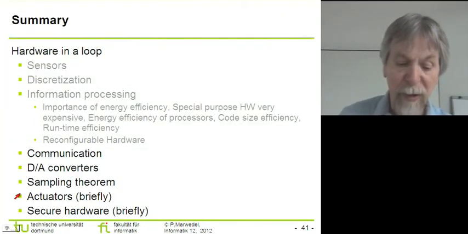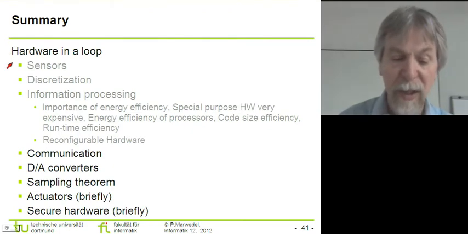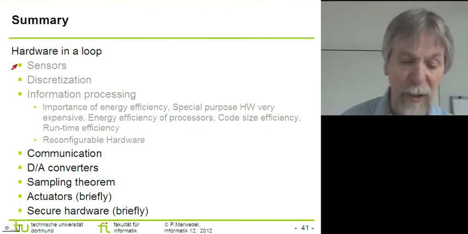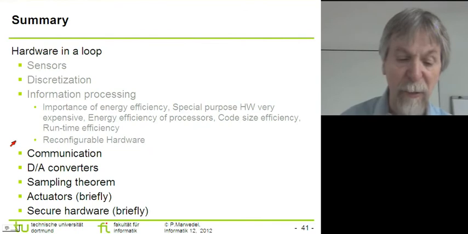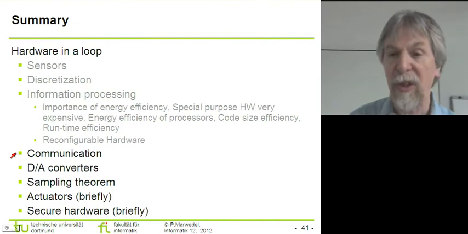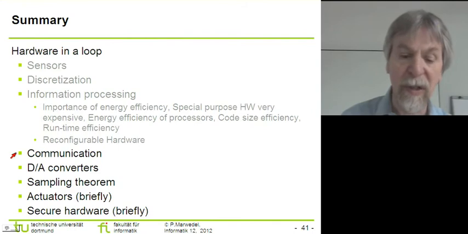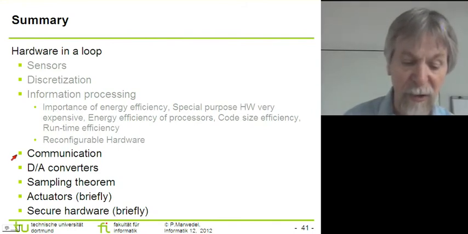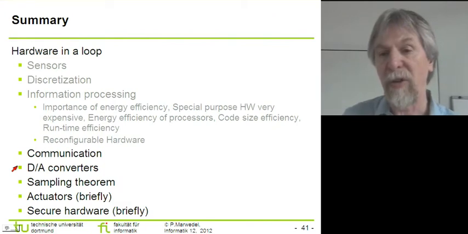So this leads me to the summary for today. In general, in this chapter, we have looked at the different components that we find in the hardware in the loop. All these items listed in gray here have been discussed in earlier lectures. Today, I looked at communication. There, I did consider examples that meet the different requirements that we have for communication in the context of cyber physical and embedded systems. I did present the design of digital to analog converters.